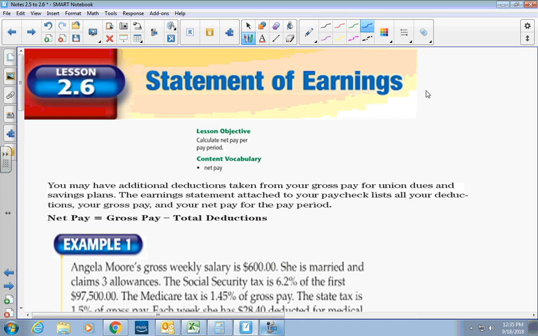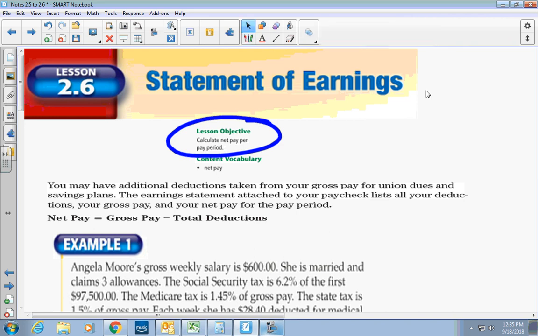Okay, so the learning objective is to calculate the net pay per pay period. Right here, that's on our objectives. So we are going to talk about gross pay, and then how it compares to our net pay. So there may be other deductions. So far we have federal income tax, state income tax, Social Security and Medicare, health insurance, and we're going to add a couple more here.